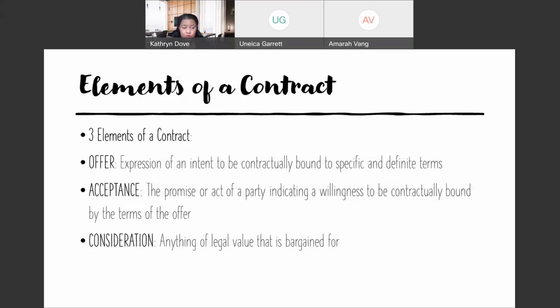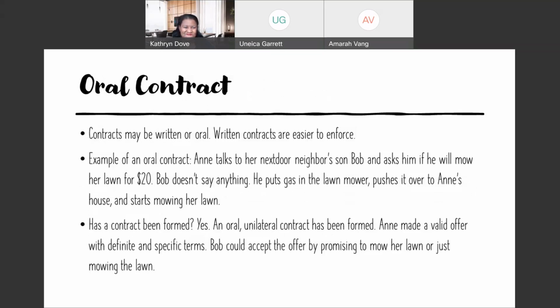So if we were trying to prove an oral contract in court, you would simply have witnesses testify to what's happened. And actions and conduct also support an inference of a contract. So no, a contract does not have to be in writing. Does that answer your question?